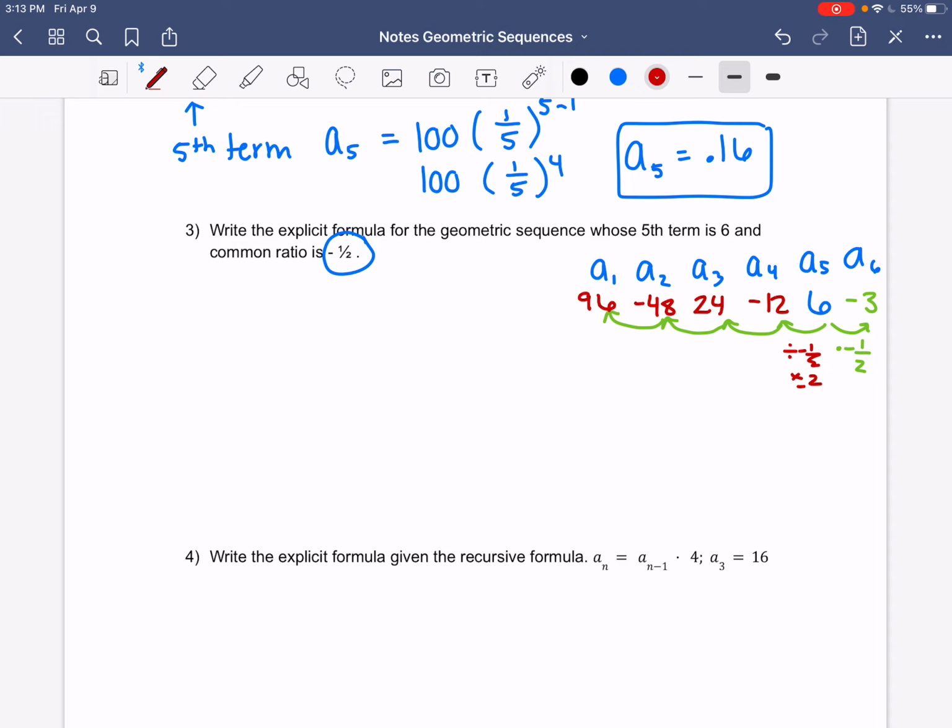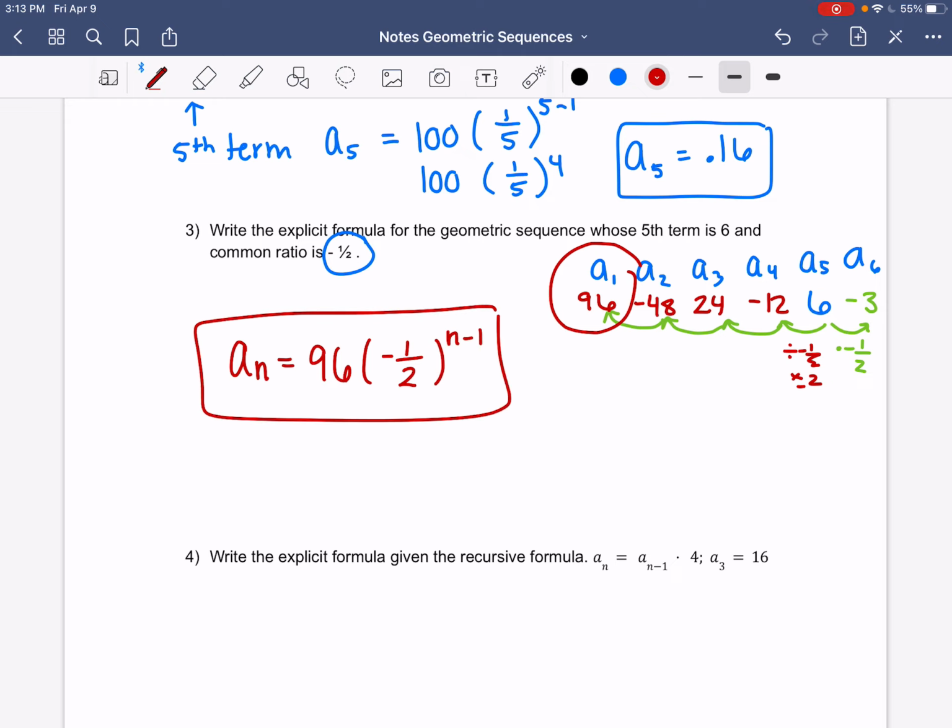Something you need to know is that if your common ratio is negative, it's going to change your pattern to positive, negative, positive, negative, positive, negative for all of your terms. So we're writing the explicit formula. a sub n equals your 1st term, which we found is 96, then in parentheses you put your common ratio, -1/2, to the power of n minus 1, and you're done.